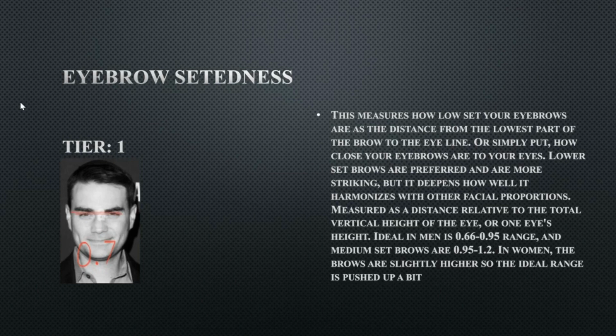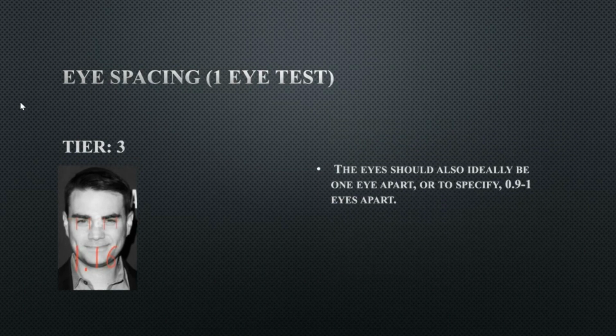His eyebrow setness, so how high set his eyebrows are, and he has very low set eyebrows, and it's slightly outside of the ideal range, but I still gave it to him because the average person still wouldn't really notice, and it's only off by 0.04, so that is minuscule, so I just gave him that, so that's perfect either way it goes. His eye spacing, so your eyes should be one eye width apart, and his is a little bit more than one eye width apart, so that would still be within the normal range, but that wouldn't be within the ideal range. So he does have a lot of spacing between his eyes.